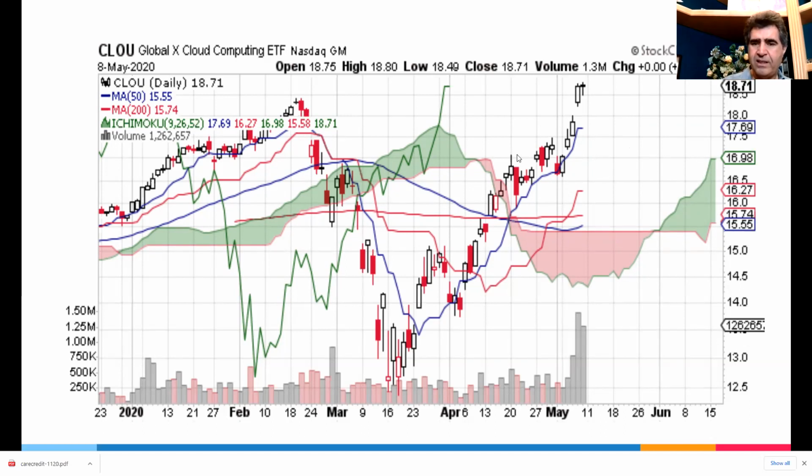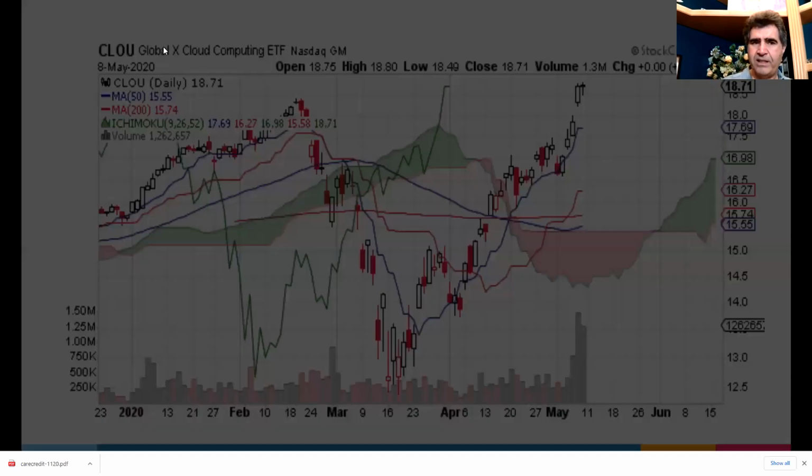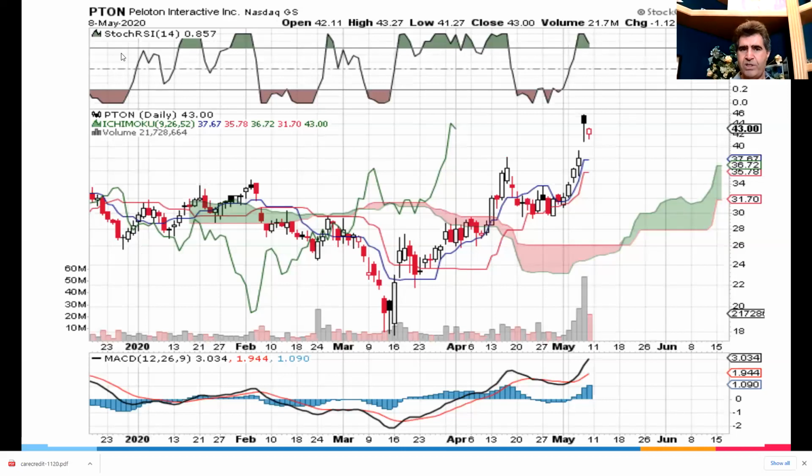So that was one. The next one was the Peloton, which was again a COVID play at that time. It was getting a lot of interest, and the price for Peloton was at $43. So it had gapped up the previous day, and we had an inside day kind of. And what happened here, again, we see the turning line, the standard line, they're both above the cloud. The price is above the cloud. The lagging line has crossed the cloud, and it's up there.